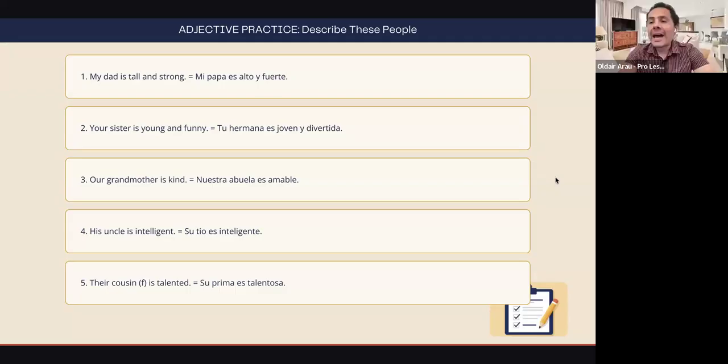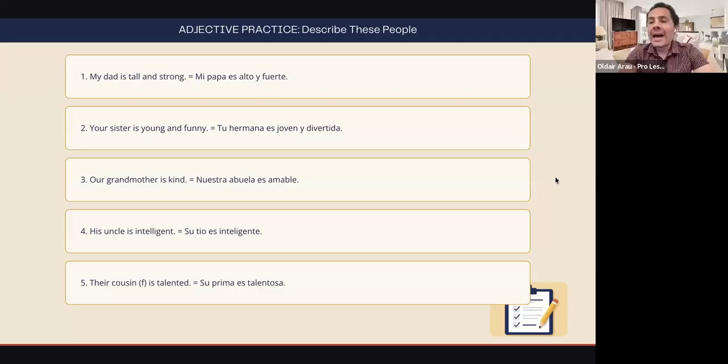Number 4, I'm going to make it plural. His uncles are intelligent. Sus tíos son inteligentes. All right, we convert all of them to plural. Sus, plural now. Tíos, plural. Son, plural, which is are in English. And inteligentes, also the adjective becomes plural.